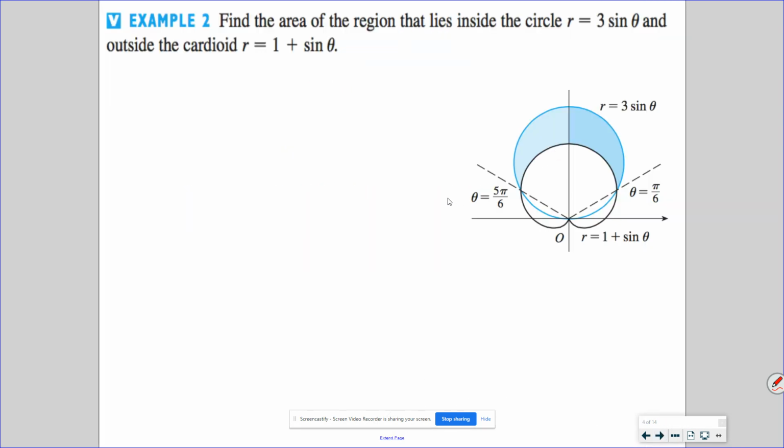So here's a straightforward example. Find the area of the region that lies inside the circle, r equals 3 sine theta, and outside the cardioid, r equals 1 plus sine theta. So again, the picture is super helpful because it gives you those theta values where it begins and ends, but that may not be given every time.